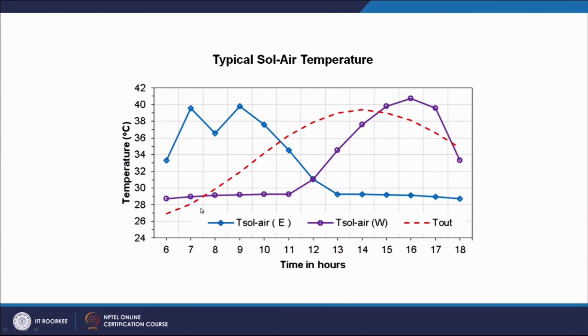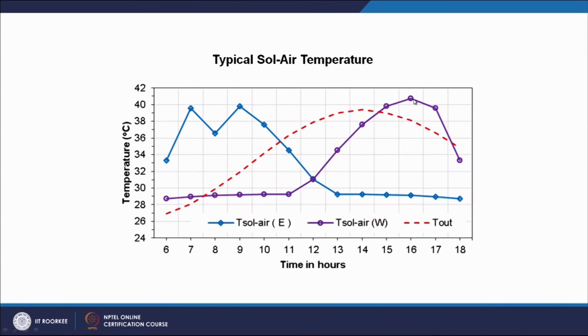There are two other lines: this is sol-air temperature on the eastern facade, this blue line, versus this purple line, which is sol-air temperature on the western facade. Interestingly, on the eastern facade, the sol-air temperature goes as high as 40 degrees early in the morning only, around 7 to 9 o'clock the peak occurs, then it cools down and comes back below the ambient air temperature. Whereas on a western facade, the sol-air temperature rises much lower than the ambient temperature, and then it picks up in the evening and gets heated up.